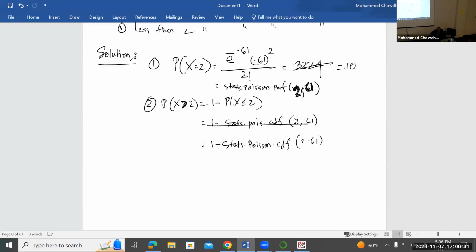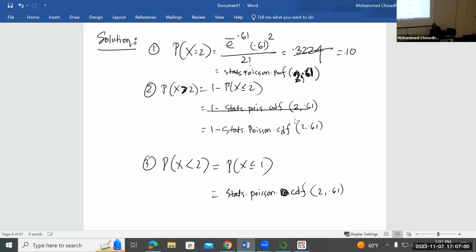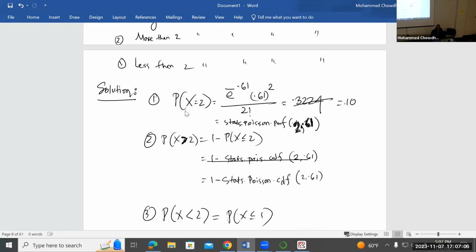And then number 3, x less than 2. So probability of x less than or equal to 1 is equal to stats.poisson.cdf, sorry, not PMF, CDF, 2.61. That's it. Okay.